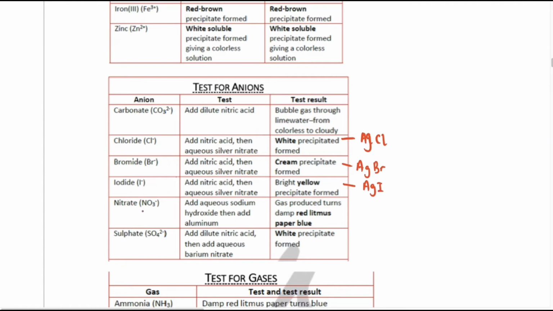Okay. Nitrate, add aqueous sodium hydroxide, then add aluminium. So what happens is the gas produced turns damp red litmus paper blue. Okay, so let's see what kind of gas is produced that turns red litmus paper blue here.